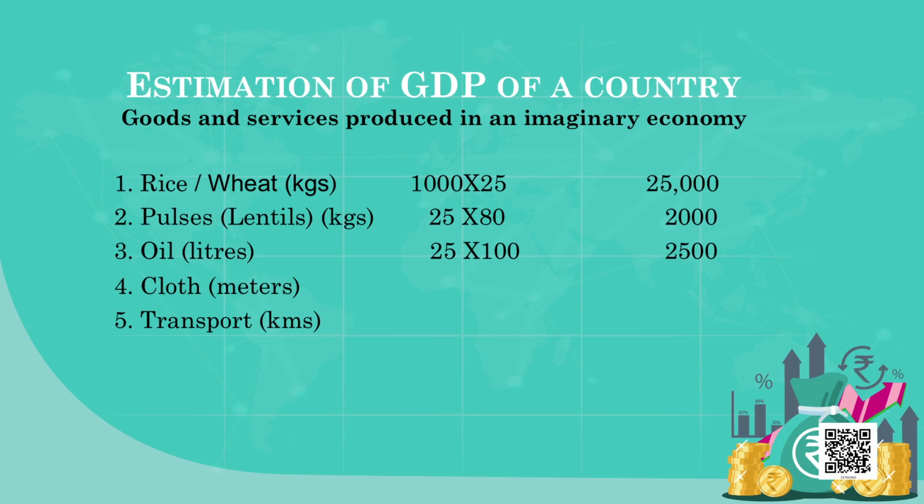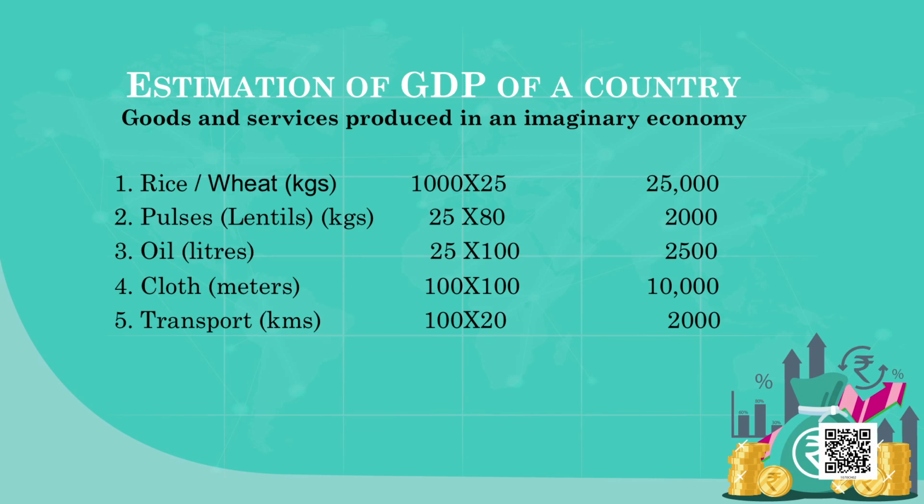Then cloth. Cloth is measured in terms of meters, the shirts and all the dresses that we are wearing. Say you were able to produce 100 meters of cloth. That should be converted into a price per meter, 100 rupees per meter, let us assume. So 100 into 100, you get 10,000 rupees. And then transport. How much transport are people using in that country? They may be using, say, a total of 100 kilometers of vehicle. Per kilometer they pay 20 rupees in transport charges, so that will run into 2,000 rupees.